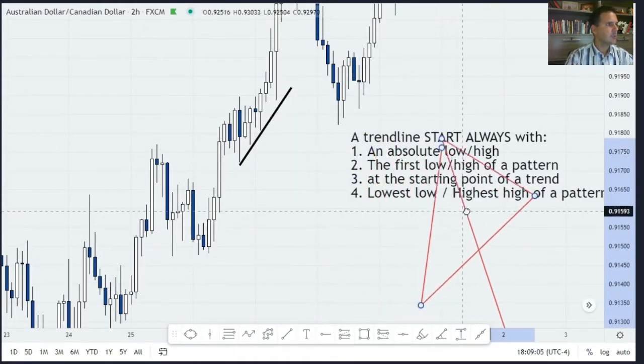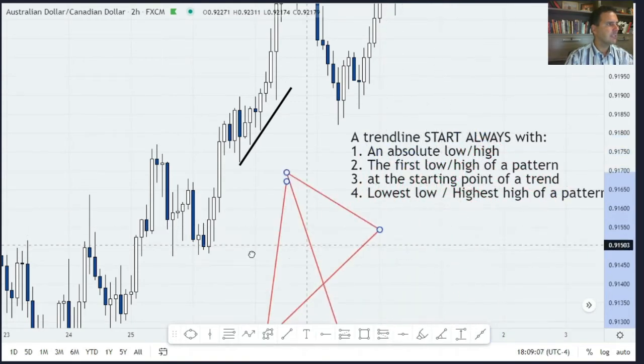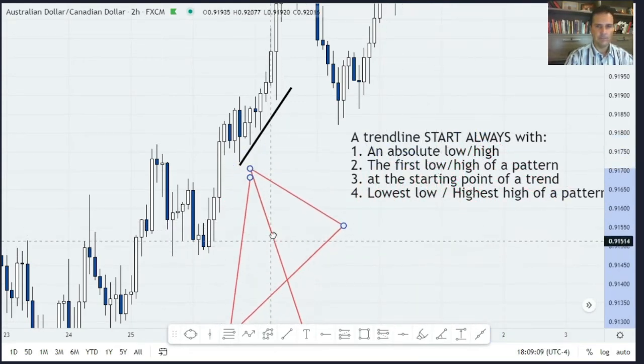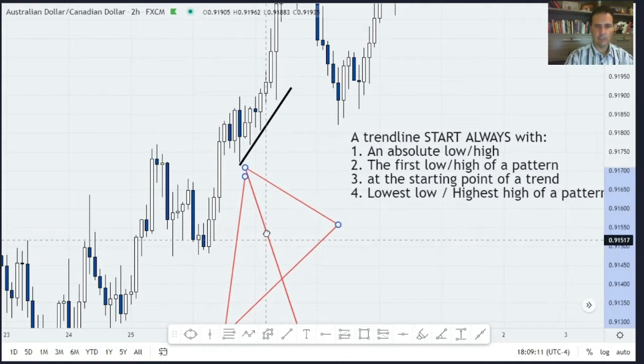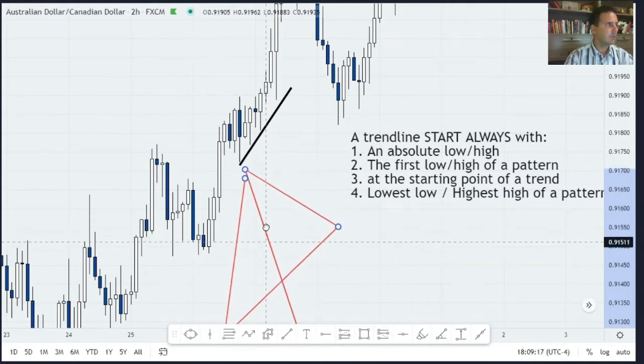So a trend line starts with an absolute low. Is this an absolute low? No, it's not. Lucas says not correct for me. Low says according to the rules, it looks wrong. Everybody, all of you are correct.